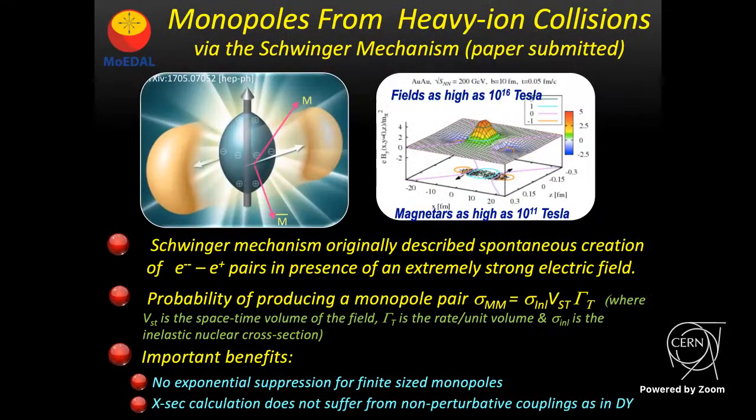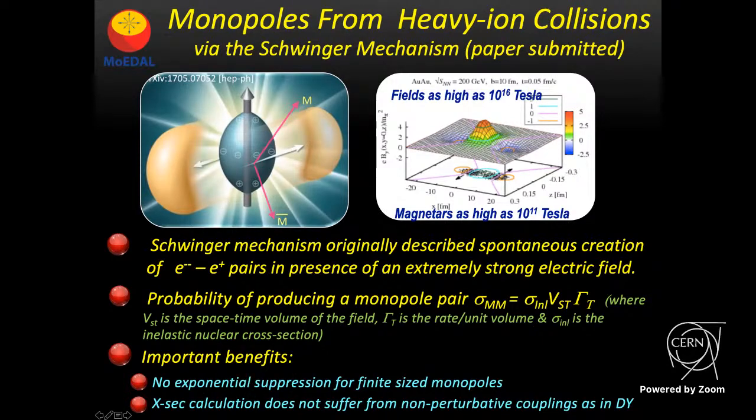Another very, very interesting result that's just come out is monopoles from heavy ion collisions produced by the Schwinger mechanism. Now, the Schwinger mechanism was originally described to predict the spontaneous creation of e+ e- pairs in the presence of an extremely strong electric field. And of course, in this case, the Schwinger mechanism is using the extremely high magnetic fields of heavy ion collisions to create monopole, anti-monopole pairs.